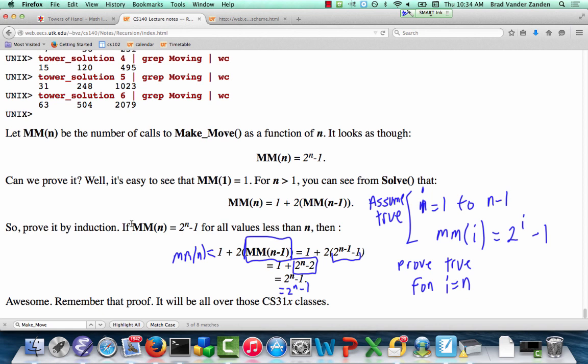And then we also would have to prove the so-called base case. There has to be some base case. The base case would be i equals 1. For i equals 1, it says that m of n should equal 2 to the 1 minus 1 equals 1, which is clearly the case. For a single disk, it requires one move. So we have the base case, and then we have what's called the inductive case.